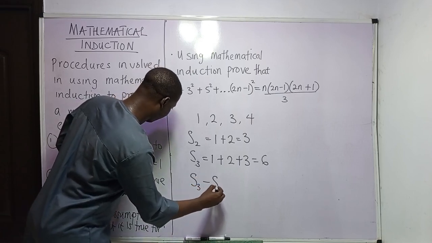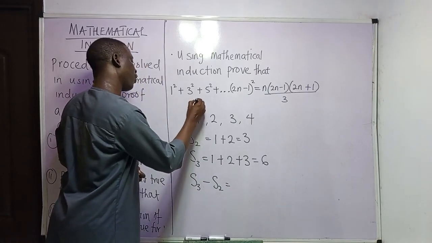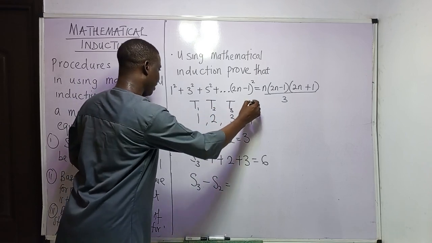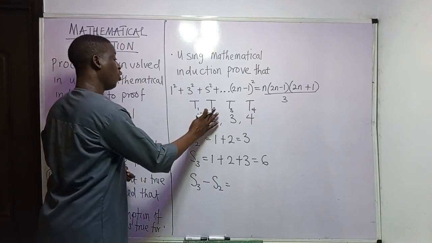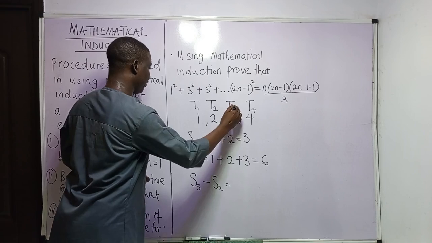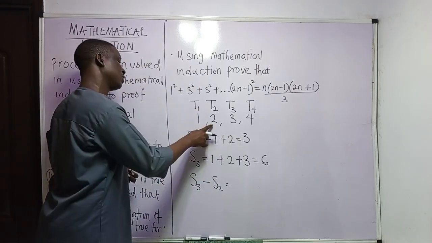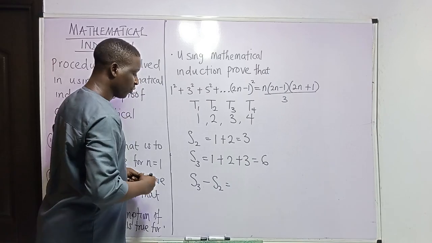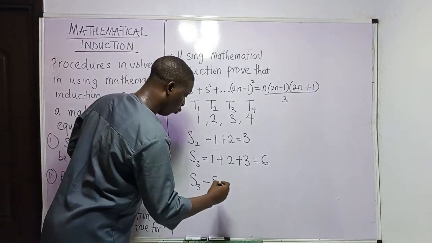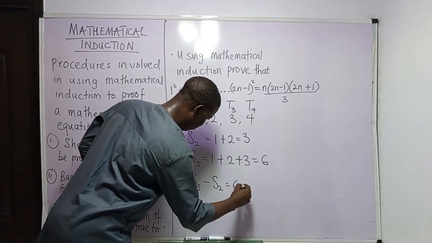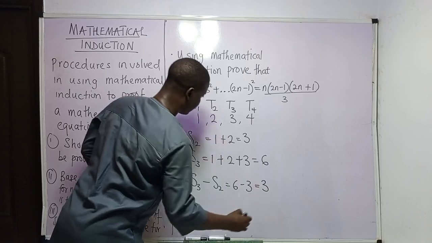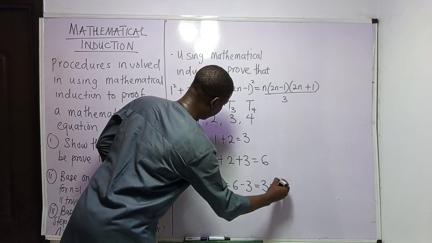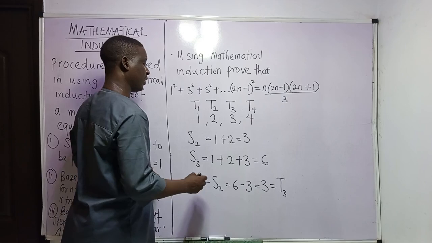S3 minus S2 will give us what? Now don't forget, this is the first term, this is the second term, this is the third term, and this is the fourth term of that sequence. The first term is 1, the second term is 2, the third term is 3, and the fourth term is 4. So S3 minus S2 will give me 6 minus 3, which is 3. So if 6 minus 3 gives me 3, which is the third term, let us take S4 for example.